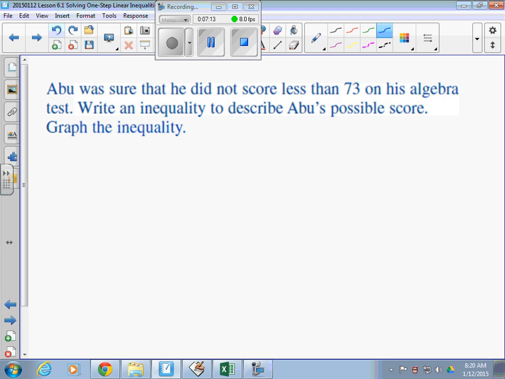Okay, let's take a look at it. It says he did not score less than 73. It says write an inequality to describe his possible score. So you're not graphing x is less than 73. Look at what the directions say. This is where this will have to come into play too. Describe his possible score. So we know it's going to be x and we know it's going to be 73 somehow. We need to fill in this blank right here with something. We know we're either going to fill it in with greater than or less than, or one of those with a combination of "or equal to."